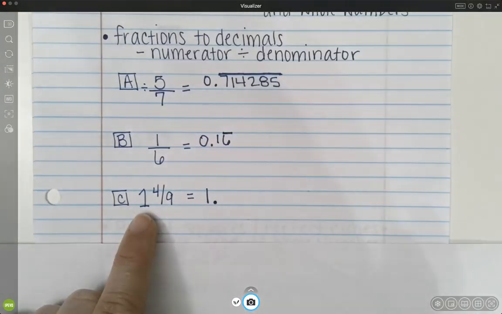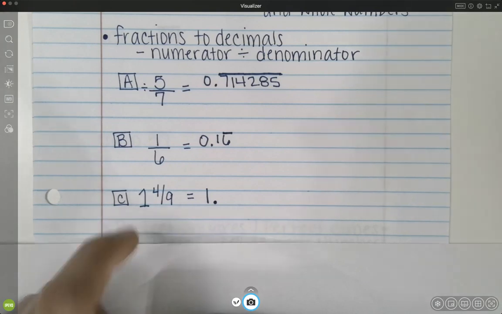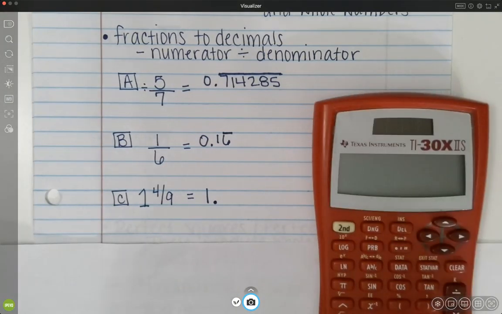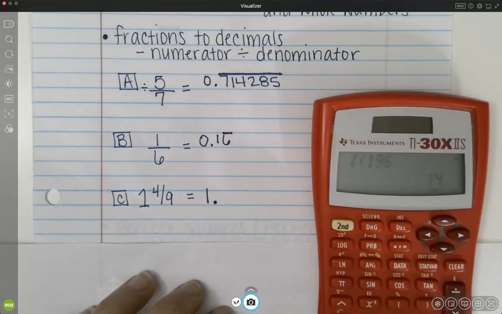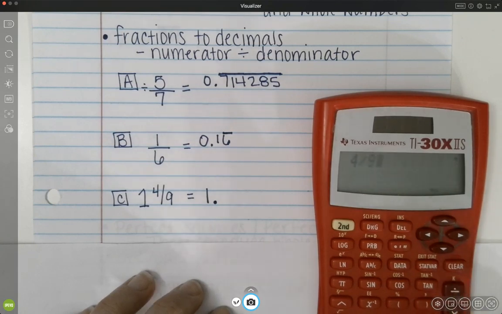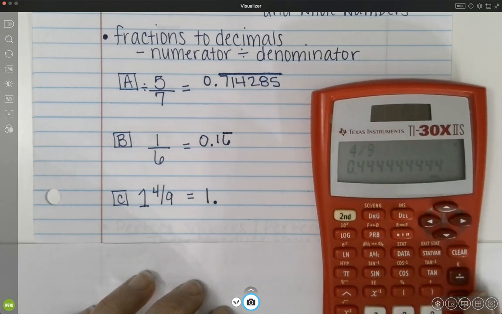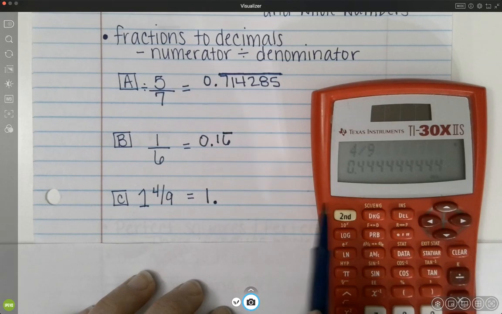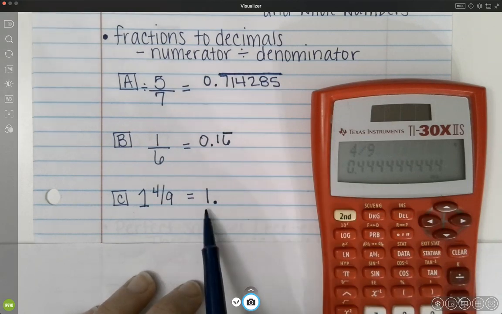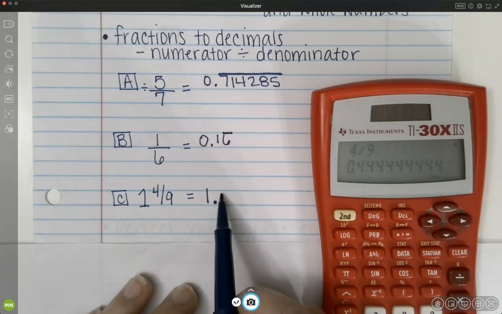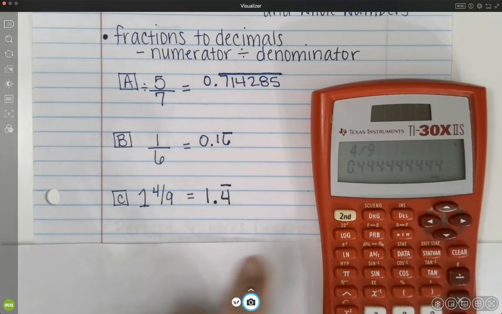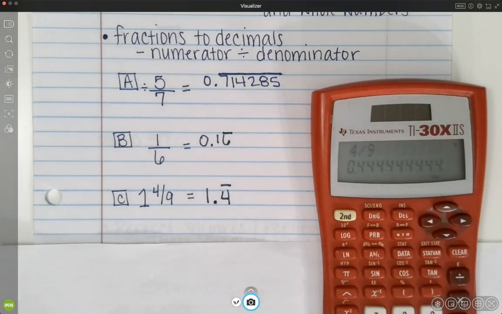Then I only type in the fractional component. So in this case, we're going to type in 4 divided by 9 equals, and I get a repeat of 4. I don't write the 0 because I already have the 1 in its place, so I'm going to write my 4. And then I'm going to put my bar over top of the 4 to illustrate the repeat that's occurred.